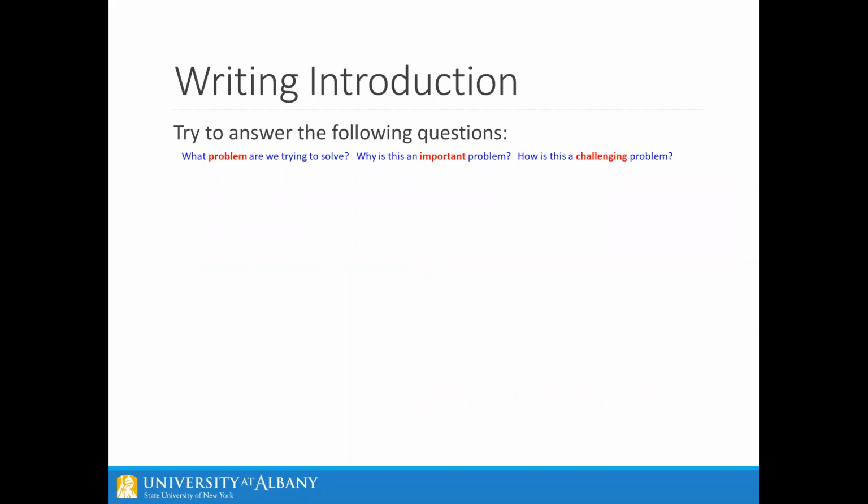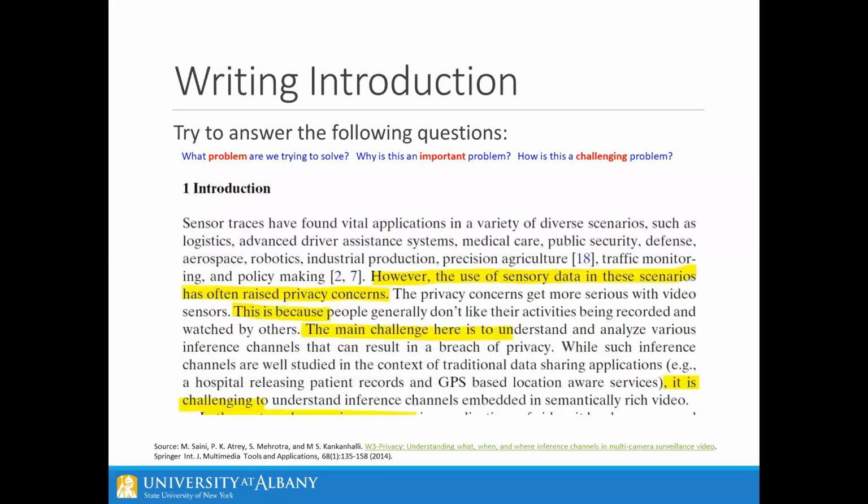Well, let me give some examples for these three types of questions. What problem we are solving, why this is an important problem, and how this is a challenging problem to solve. So I'm giving an example from one of my papers, which was published in 2014. That paper was about W3 privacy, understanding what, when, and where inference channels in multi-camera surveillance video can be used.